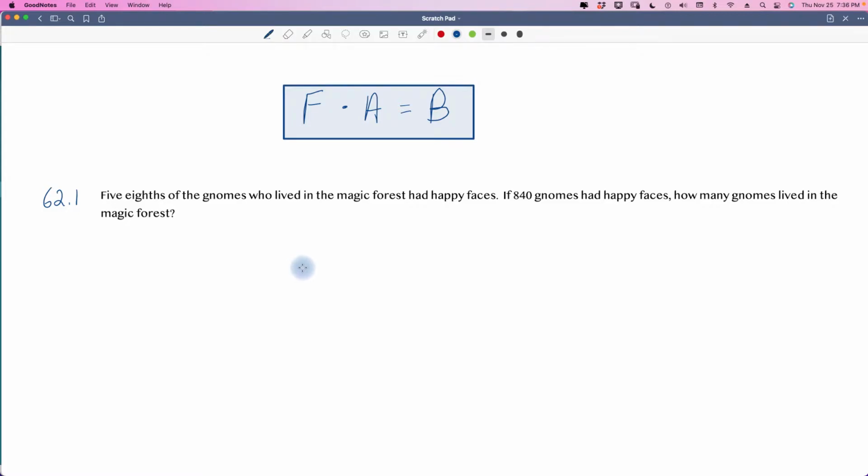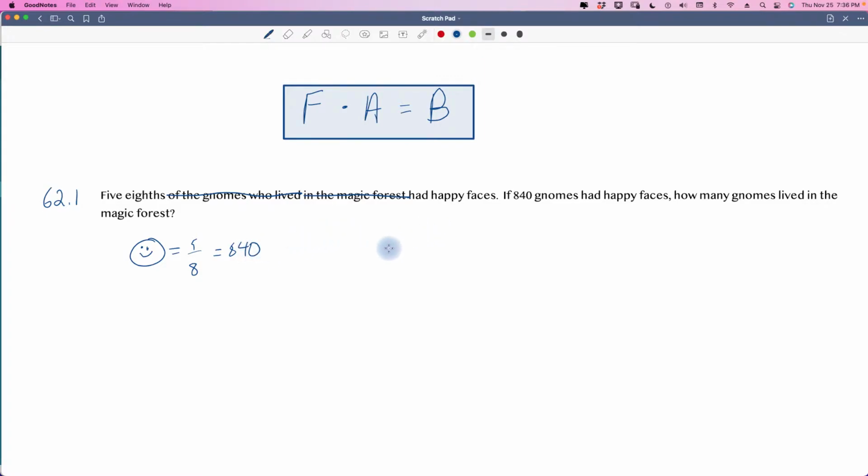So if 5/8 of the gnomes who live in the magic forest had happy faces, that's a big long stretch of words, right? One of the easiest things that you can do is to cross out the prepositional phrases: of the gnomes who lived in the magic forest. So we could get rid of that, and now we know that 5/8 had happy faces. If 840 gnomes had happy faces, so that's going to equal 840. How many lived in the magic forest?